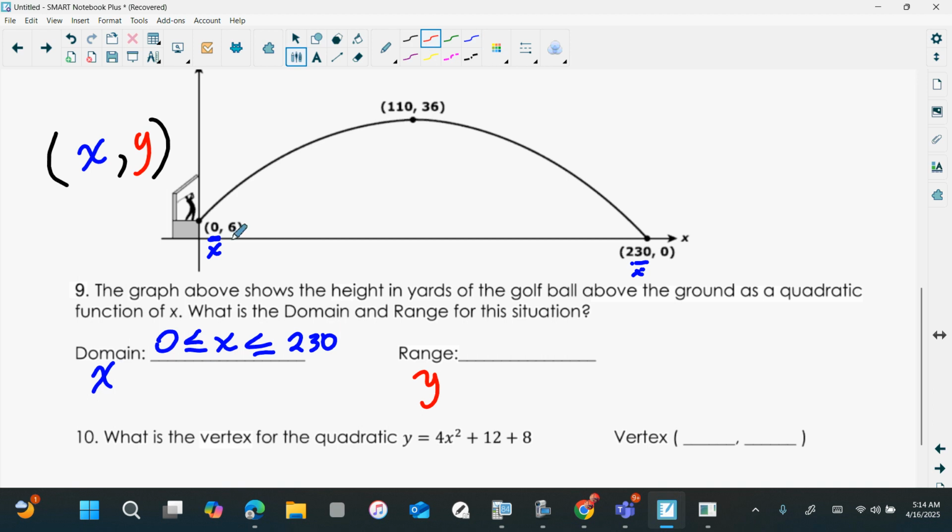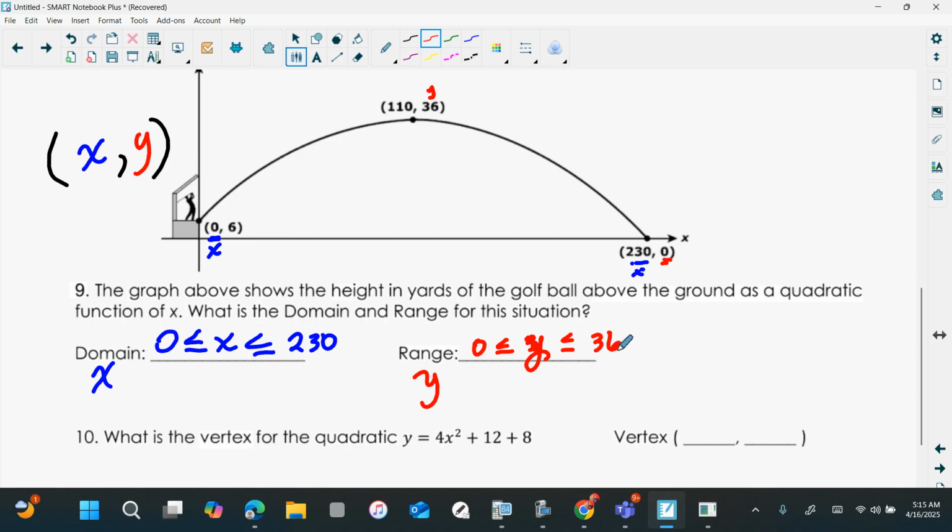Your range is your y values. So the smallest it gets on y is actually this 0 here. The highest, the max value, when you look from bottom to top, is the 36. So this is 0 is less than or equal to y, which is less than or equal to 36.